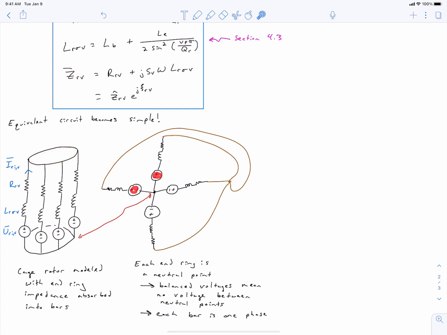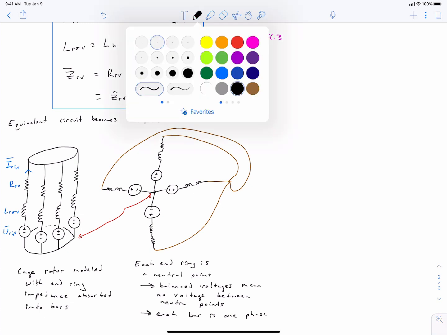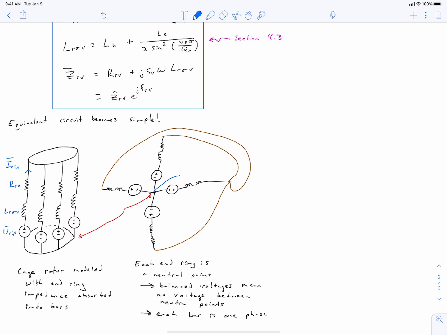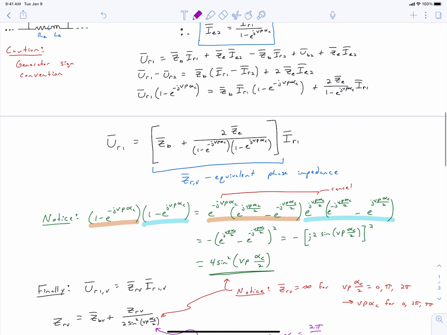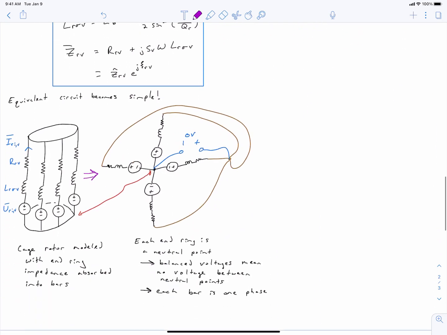Because each of these voltage sources has the same magnitude and their phase angles are equally distributed from 0 to 360 degrees, we can conclude that the voltage between the two neutral points, between this point and this point, is 0 volts. And to be honest, I'm not really saying anything revolutionary here. Actually, all of the information I'm giving you was already predicted up here when we made this observation that UR1 is equal to this impedance times IR1. But I think it's instructive to see this in equivalent circuit form, so we'll keep going with this.